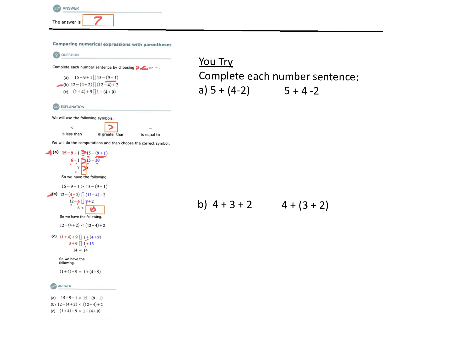All right, so now you try. Complete each number sentence. You do it before I do it. 5 plus 4 first is 9. 9 minus 2 is 7. They are equal to each other.